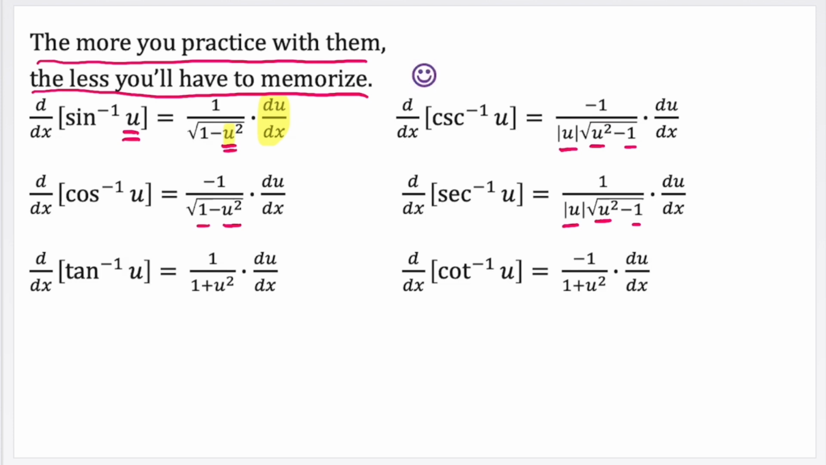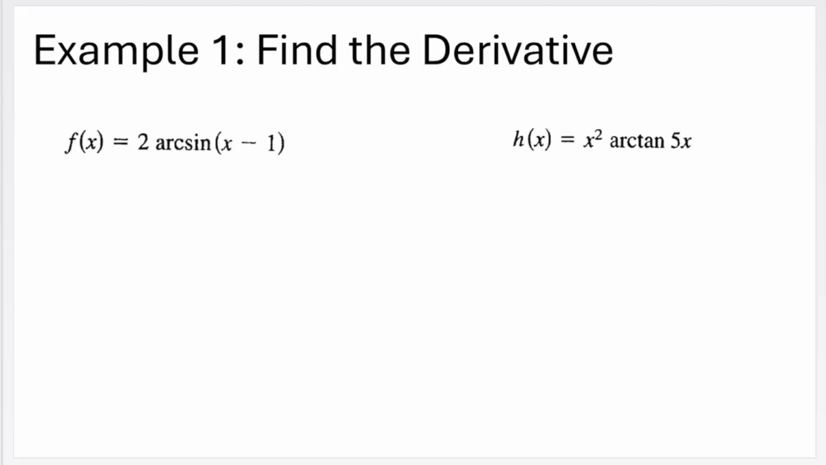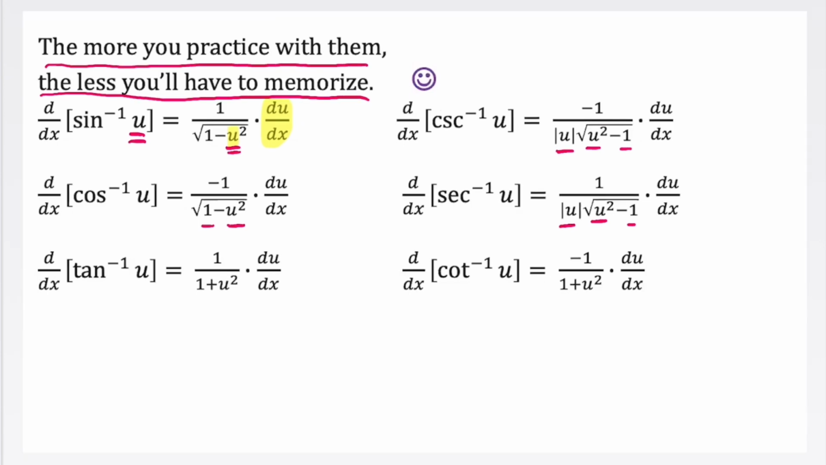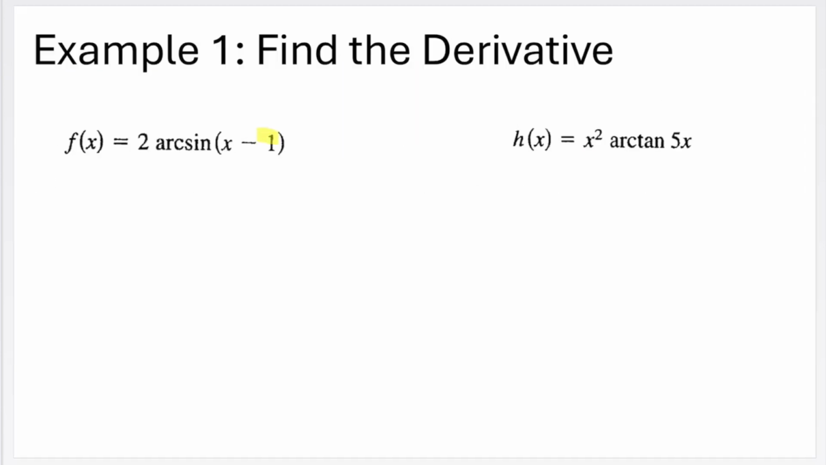Alrighty, so we're going to use these in a couple of different problems. Here we have 2 times the arc sine of x minus 1. I'm going to take the derivative of this, using the sine inverse derivative. So it's 1 over the square root of 1 minus u squared, and u is whatever's inside the function. For this function, u is going to be x minus 1. I'm not going to label it as u, I'm just going to have it inside the derivative when I'm doing the actual problem.